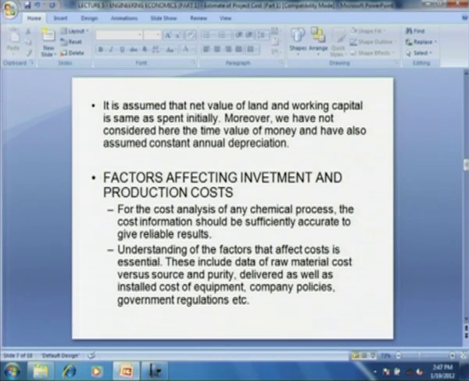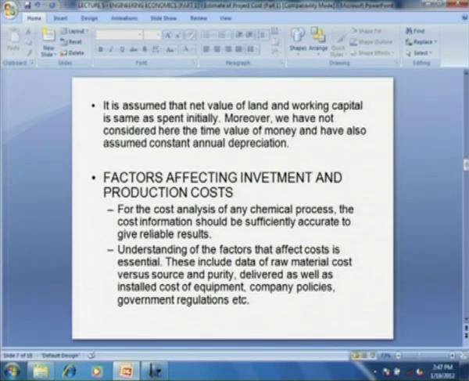When a chemical engineer determines the cost for any type of industrial process, these costs should be of sufficient accuracy to provide a reasonable or reliable decision. To accomplish this, the engineer must have a complete understanding of many factors that affect the cost.